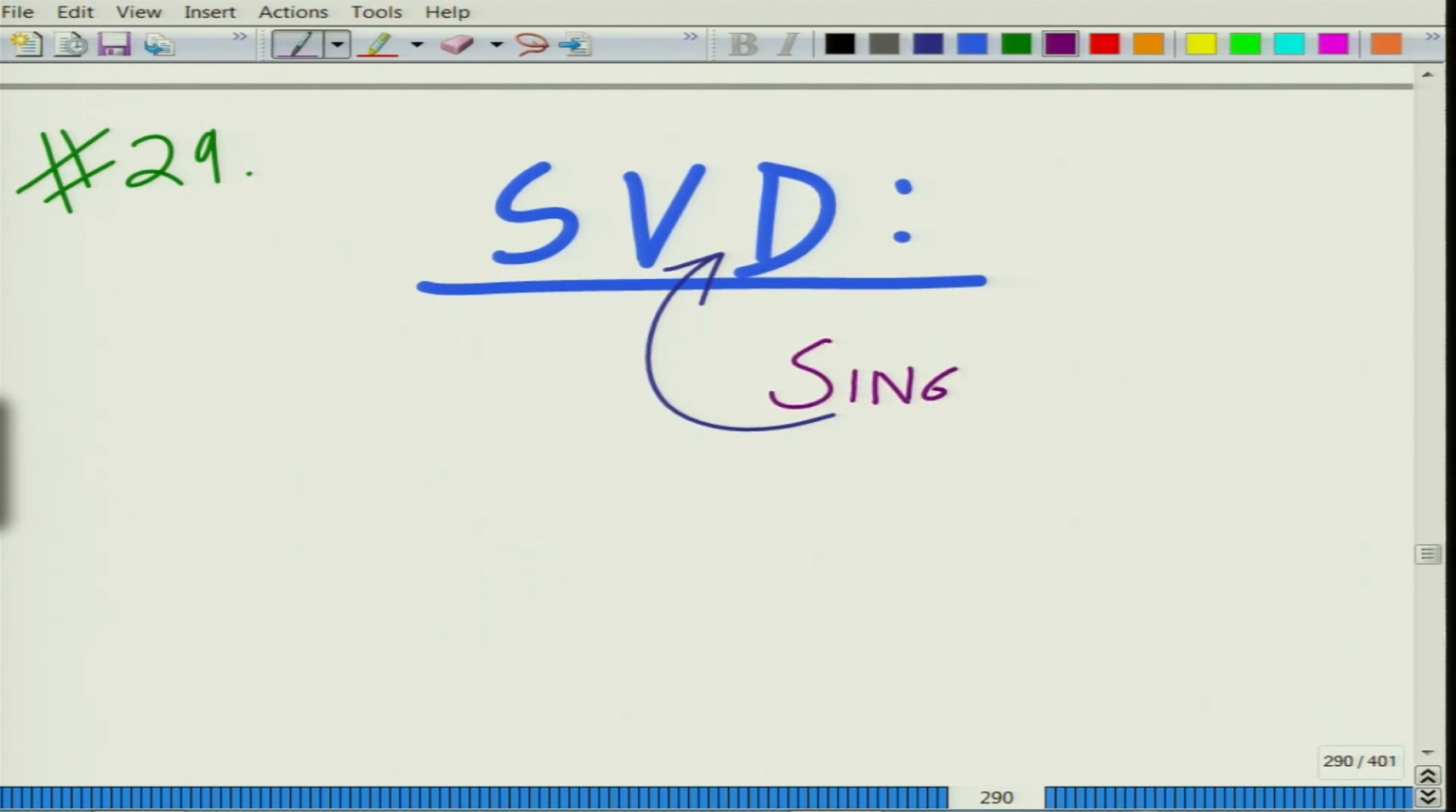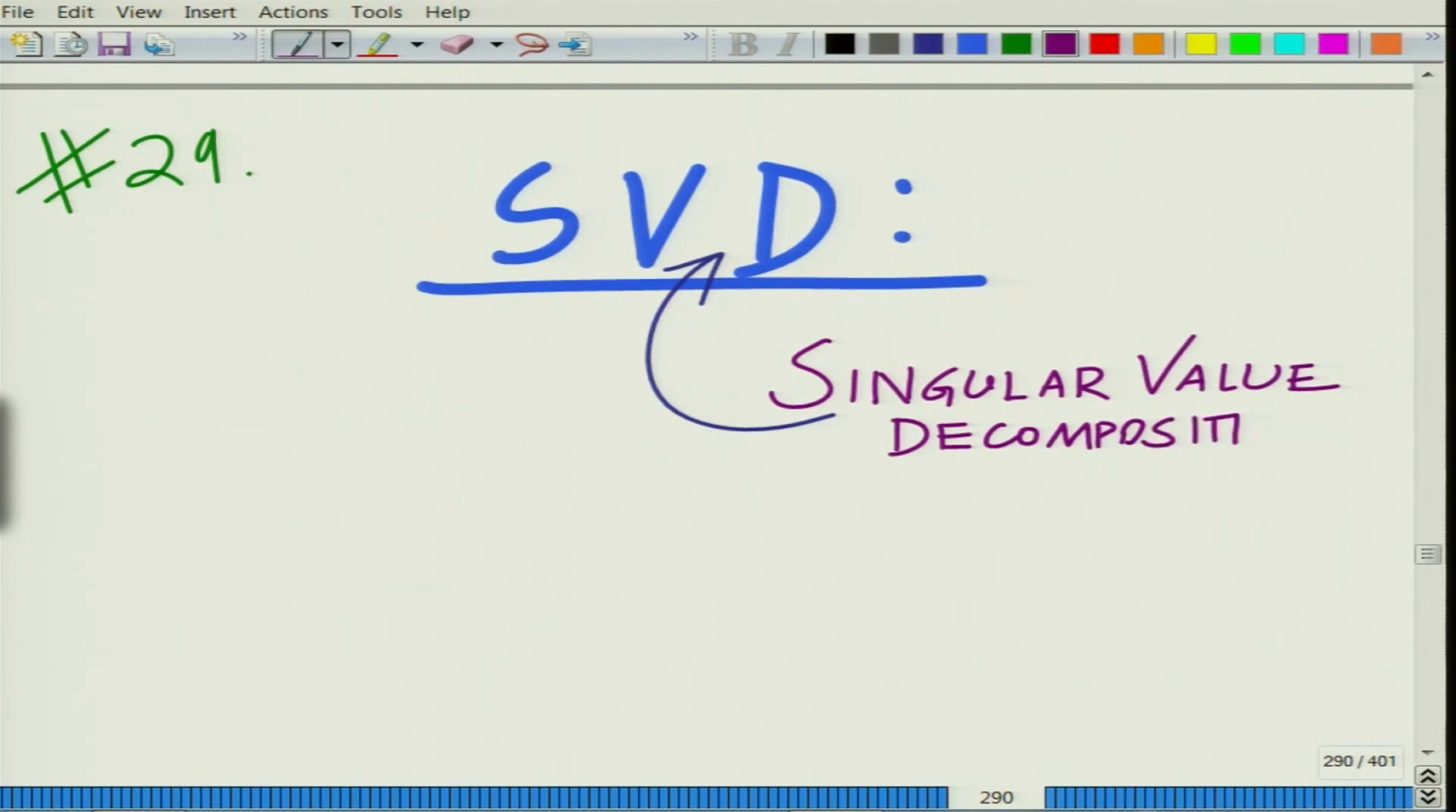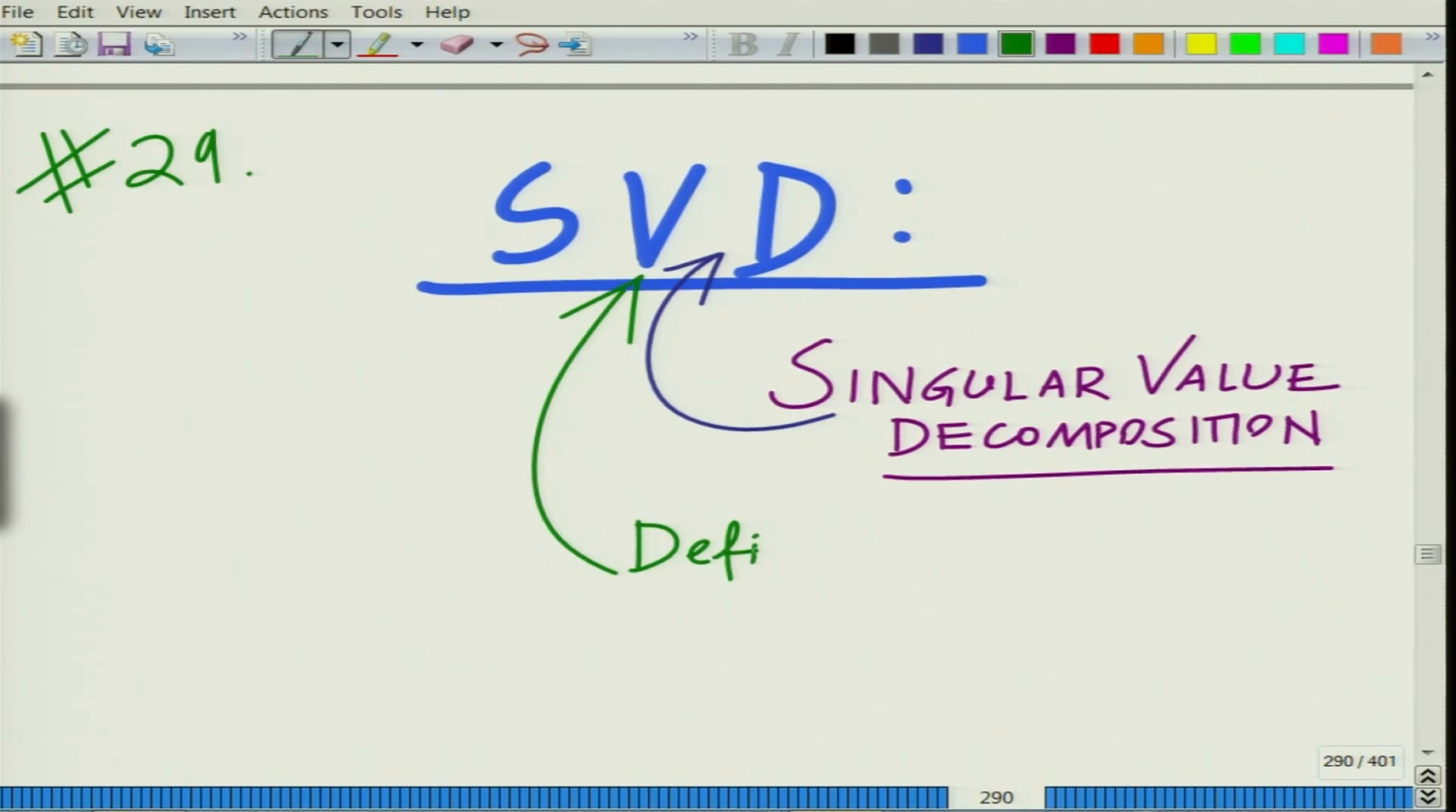the singular value decomposition. Singular value decomposition, which is a very important decomposition. It's a very important concept, and the SVD, the singular value decomposition, is defined for any matrix.